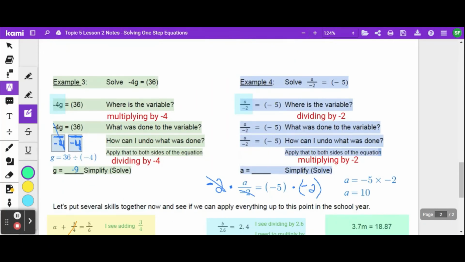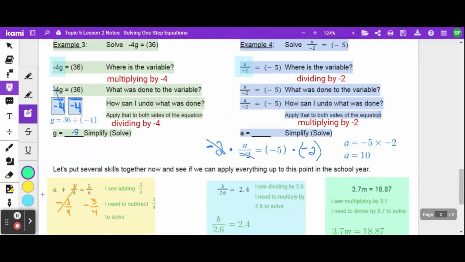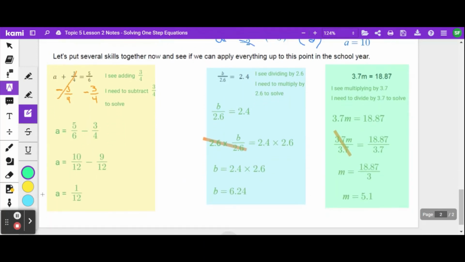If you have any questions, make sure you raise your hand and you are asking questions. This is very, very important, especially when you get into 9th grade math at high school. Like the whole class is algebra. So we have to be able to solve basic equations in order to be successful.